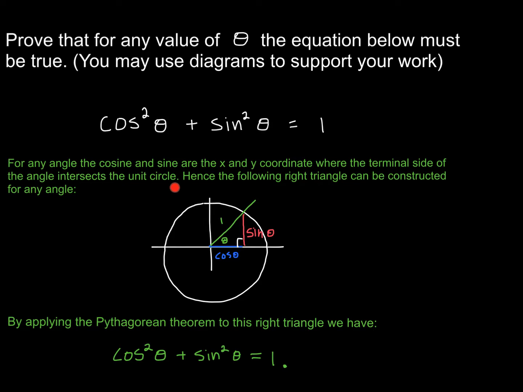So what we can do is draw the following right triangle. Here's some angle theta, some random angle, and sine is the y-coordinate, and cosine is the x-coordinate of this point here. So we can create a right triangle where the side lengths are cosine of that angle theta, sine of that angle theta, and then the hypotenuse is 1. So we simply apply the Pythagorean theorem to this right triangle, and you get cosine squared theta plus sine squared theta equals 1, which is the Pythagorean identity.